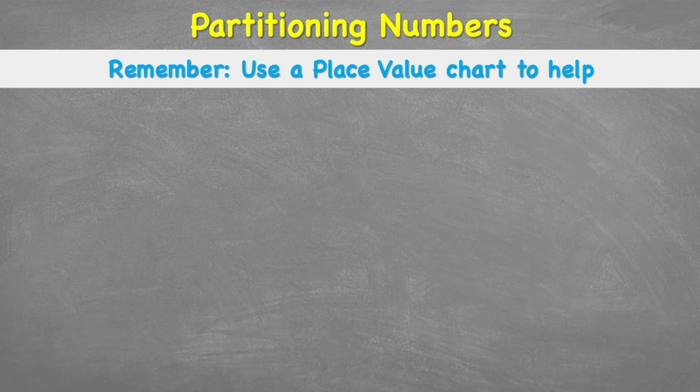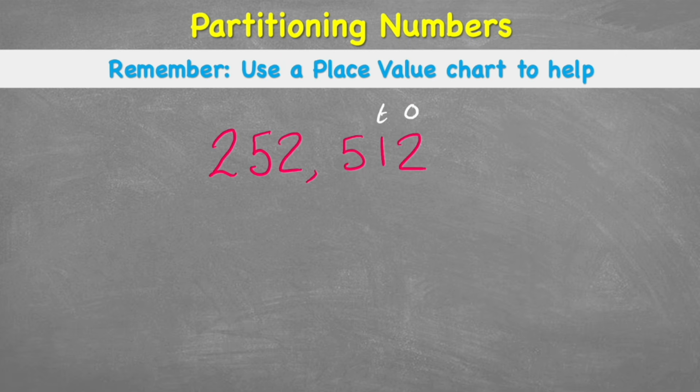Okay, let's have a look at a real challenge. Let's have a look at a big number like 252,512. Whoa. Can we even partition a number like this? Well, yeah, it's just going to take a little bit longer. Here we go. Let's remember that this number also will have our titles. So I have 2 ones, 1 ten, 5 hundreds, 2 thousands, 5 ten thousands, and 2 hundred thousands.